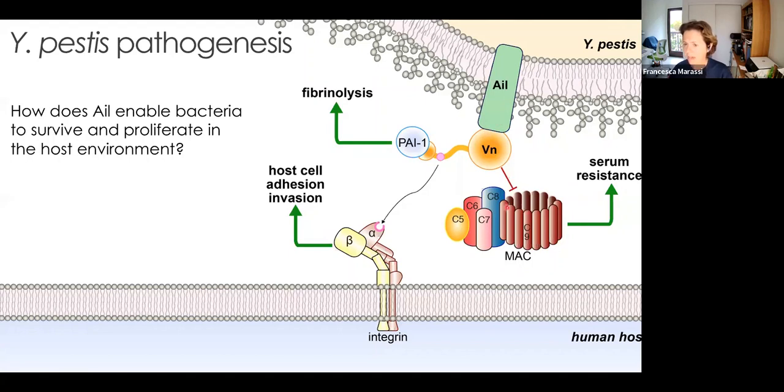So this interaction is important for downregulating this, and through this, it promotes the ability of the bacterium to survive in serum or in blood and circulate and do all of the pathogenic things that it does to the body. So the question that we posed was, how molecularly does AIL enable bacteria to survive and proliferate in the host environment? Because it's all nice to draw these cartoons, but as chemists and structural biologists, we want to understand the actual atomic level interactions through which this occurs.